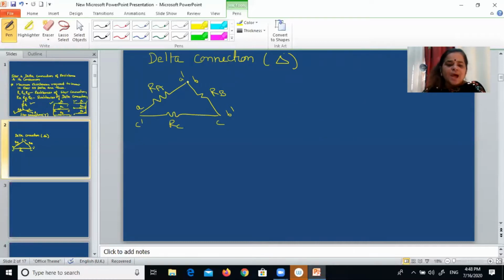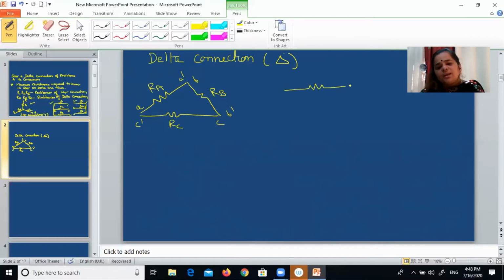When the end terminal of resistance A is connected to the starting terminal of resistance B, and the end terminal of B is connected to the starting terminal of resistance C, then that kind of connection is called a delta connection.